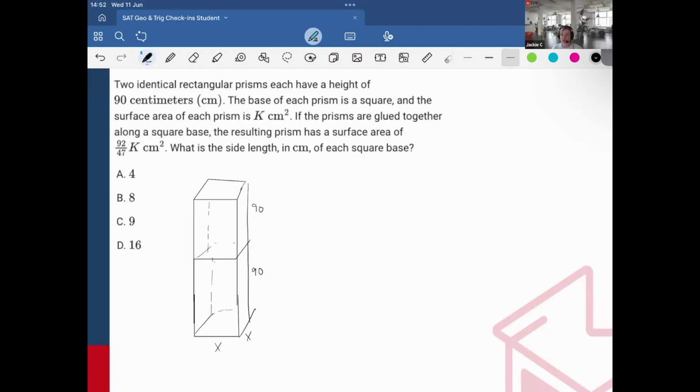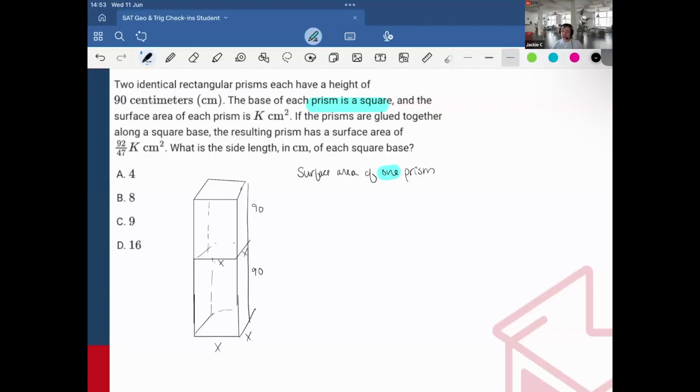Okay, so to give a visual representation, we have the two rectangular prisms glued together, which we see happening here. And it says that they each have a height of 90. And each prism base is a square, which means that this would also be x and x. Okay, so hopefully that makes sense so far. And then if I want to find the surface area of one prism, not glued together, let's calculate what that would be.